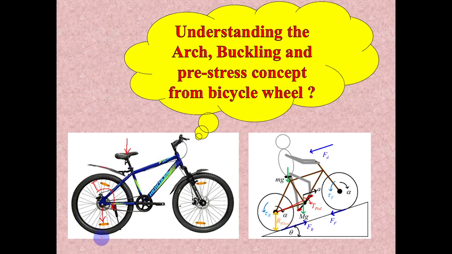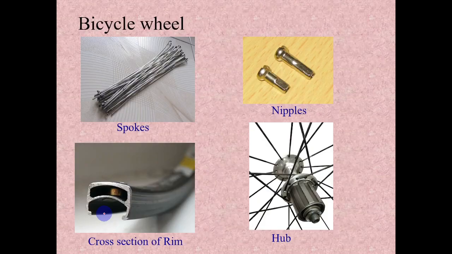to the ground. So how does this work? Why is the bicycle wheel called a wonderful invention? That we will see. Through this we will understand civil engineering concepts like arch, buckling and prestress through the bicycle wheel. So these are the components of the bicycle wheel.